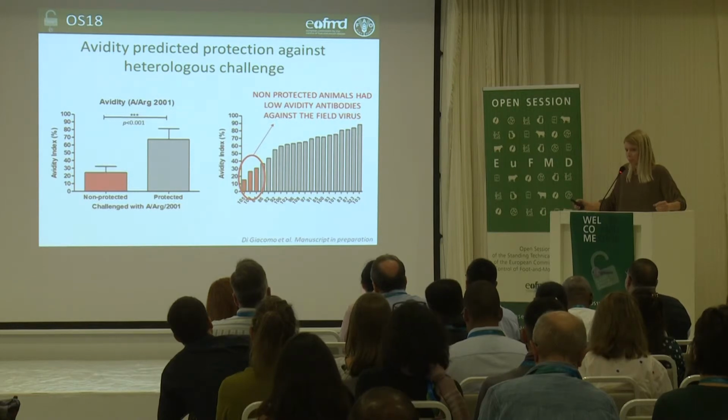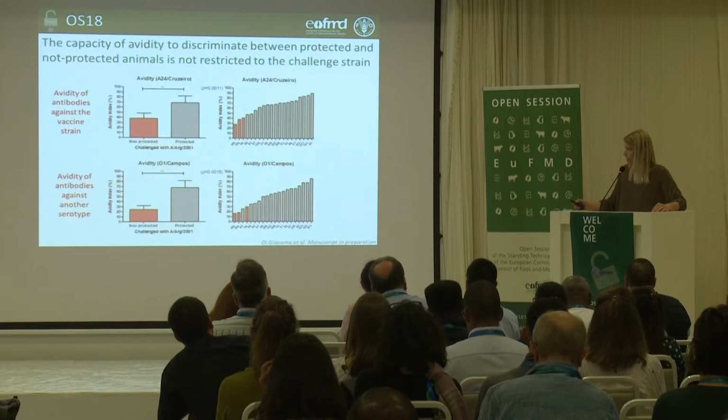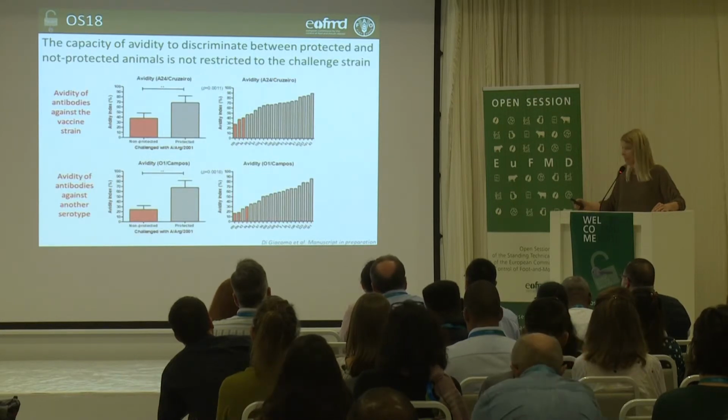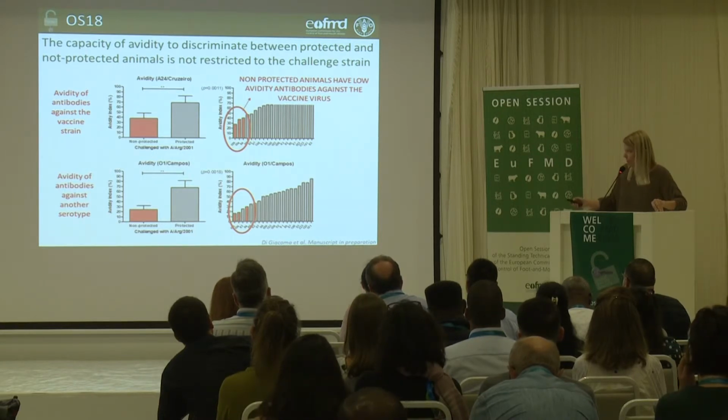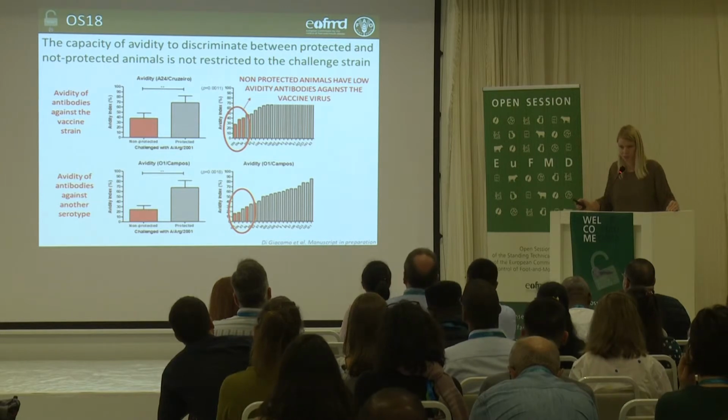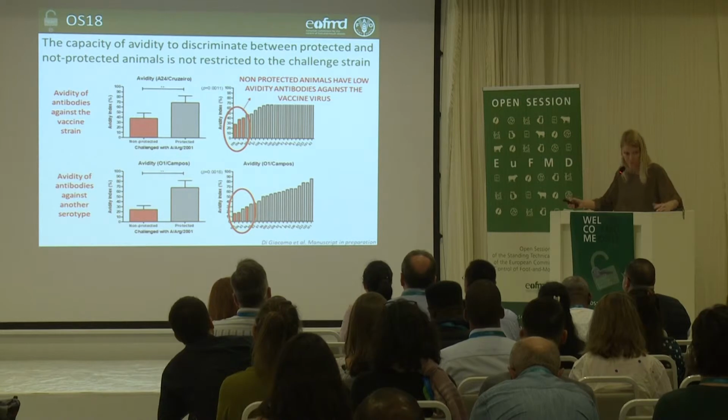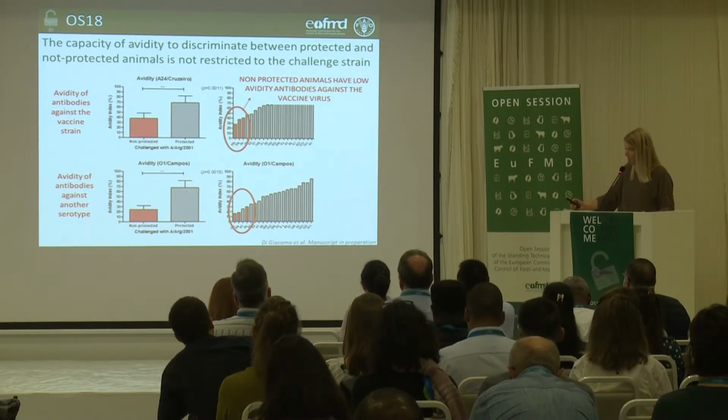But these animals did not only have low avidity antibodies against the field virus, but in fact, they have low avidity antibodies against the homologous virus, so the virus in the vaccine, and also to a non-related virus of another serotype. So these animals have low avidity antibodies against FMDV. And we should be able to predict it even when using the homologous strain.